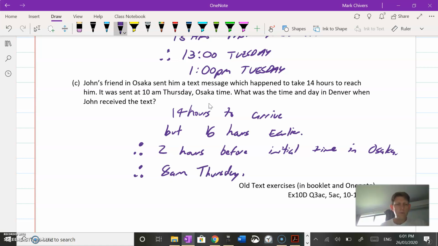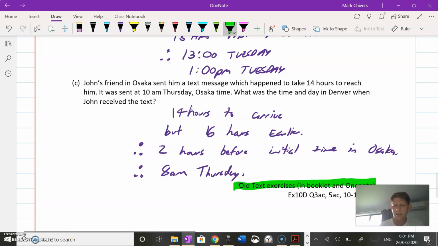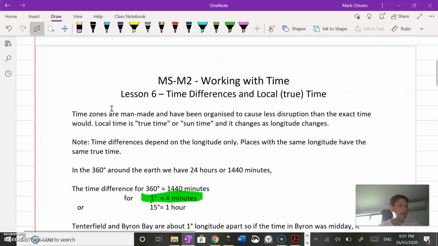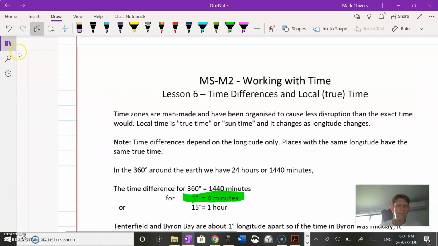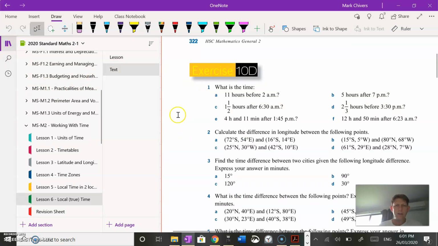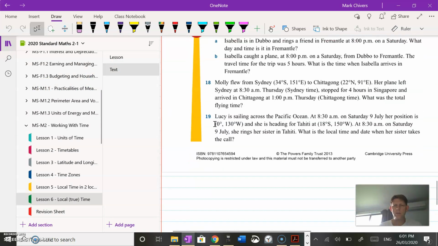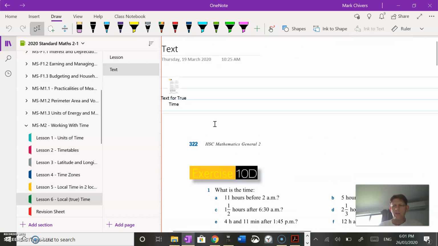Okay, now really important with these particular questions, it's written down here, old text exercises. Please make a note of that. Don't go and do 10D in the current textbook. You'll be doing something on data or something. It's not the right thing to be doing. So if you have the booklet, it's the next few pages in the booklet is exercise 10D. I think there's 3 pages. Alternatively, if you're looking on OneNote, go to text and there is exercise 10D there and just do the selected questions from there. Do get your head around this.